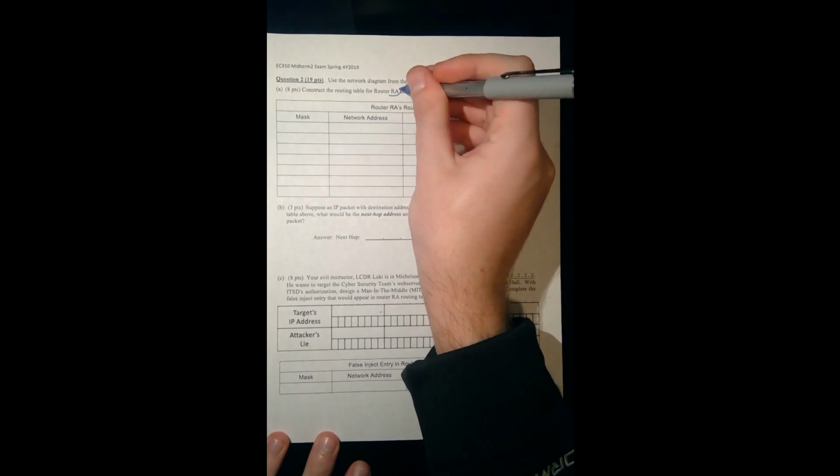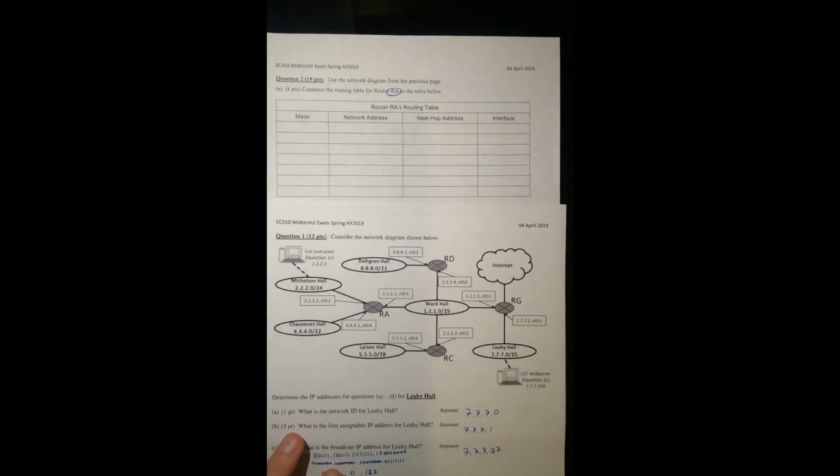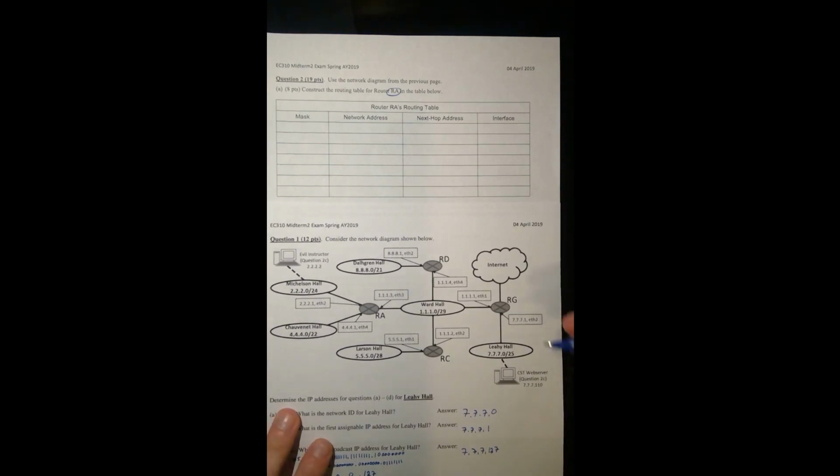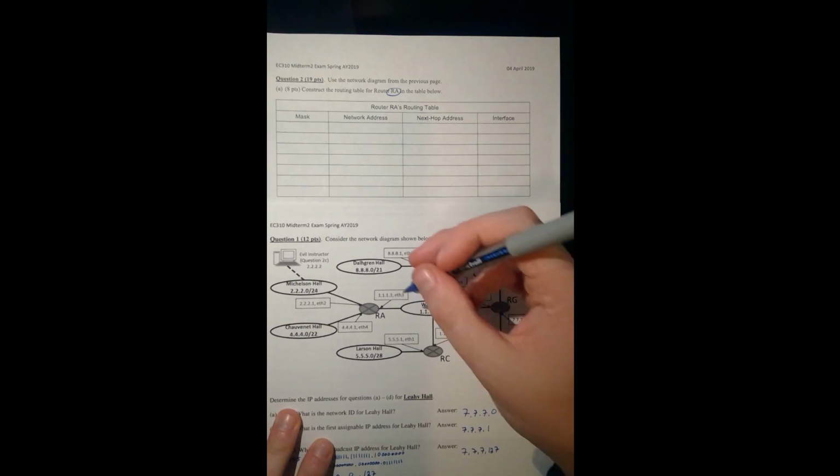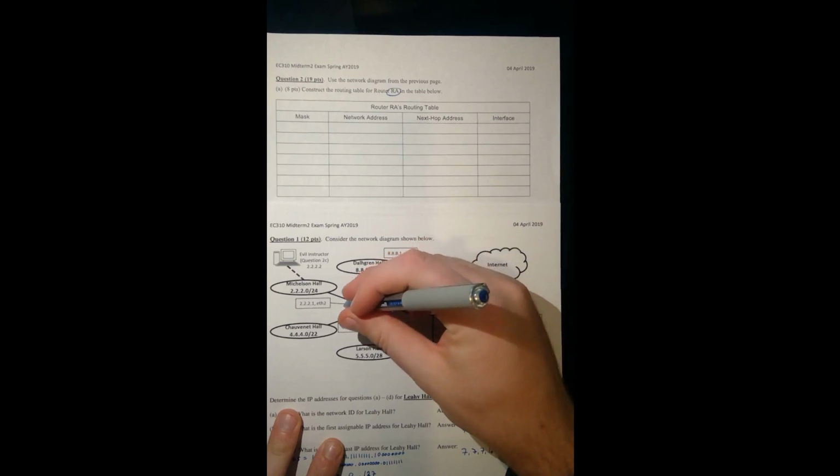Okay, on to question 2. So the first part of this question is to fill out the router table for router A in the table below. So I'm going to reference the diagram from the first problem. I'm going to look at router A. That means I'm working with this router here.